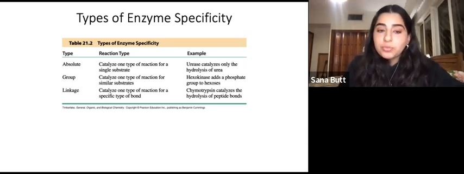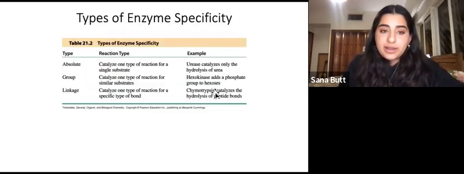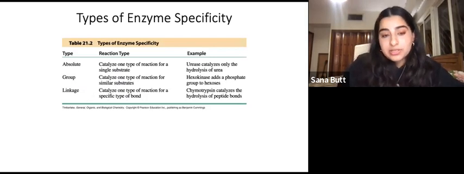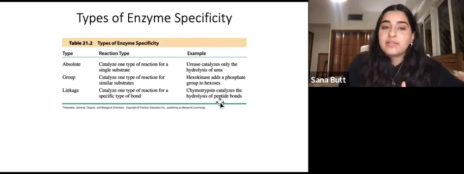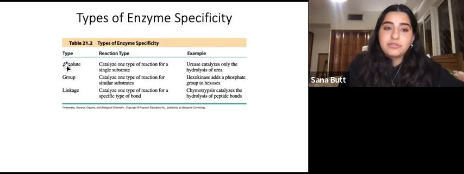The other type is a group of similar substrates. This is called group specificity, like hexokinase we just saw. It adds a phosphate group to hexoses, and it catalyzes one type of reaction for similar substrates. The last one is linkage specificity, for a particular type of bond. It catalyzes one type of reaction for a specific type of bond. An example is chymotrypsin, which catalyzes the hydrolysis of peptide bonds. I'm not sure where lipase would fit into this, but it doesn't necessarily have to be one particular type of substrate. It is still specific, but there are different levels of specificity depending on what your body needs in whichever specific organ.